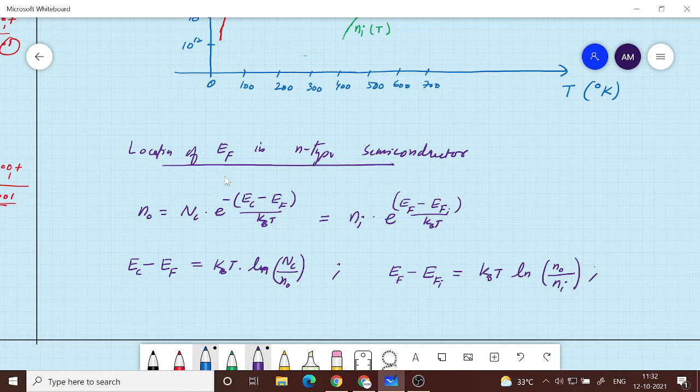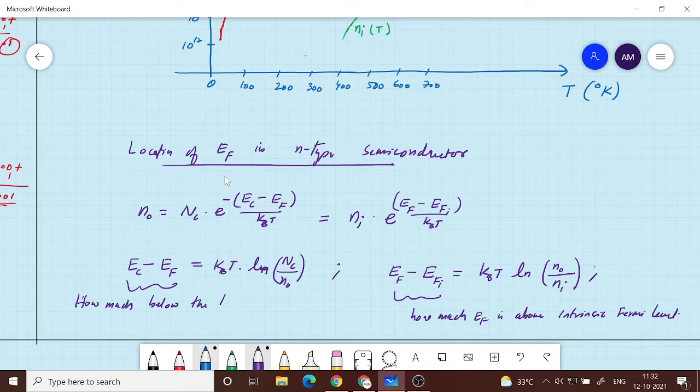So either way I can specify. Once I have N0 computed, that is my majority carrier concentration, then I can tell either how much EF is below the bottom of the conduction band, EC minus EF, or how much it is above the intrinsic Fermi level, EF minus EFi. So both ways I can specify this.